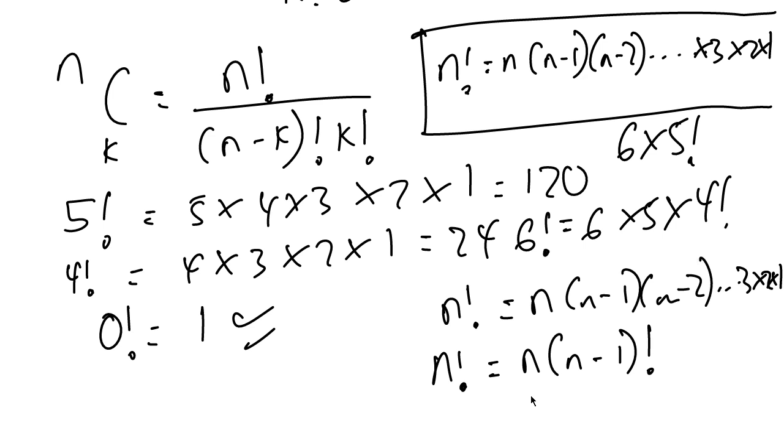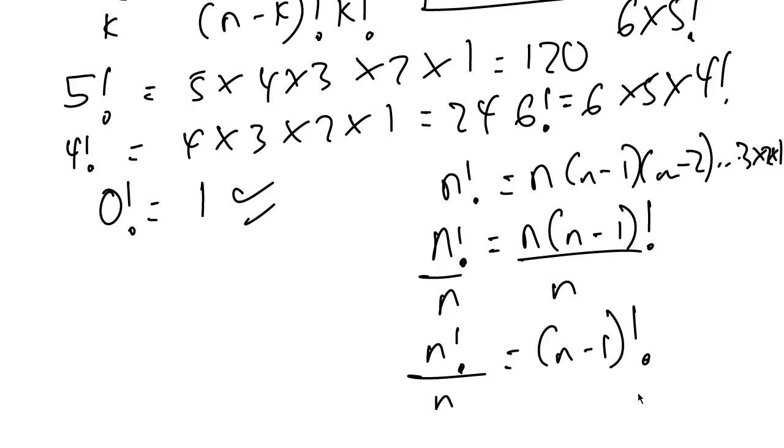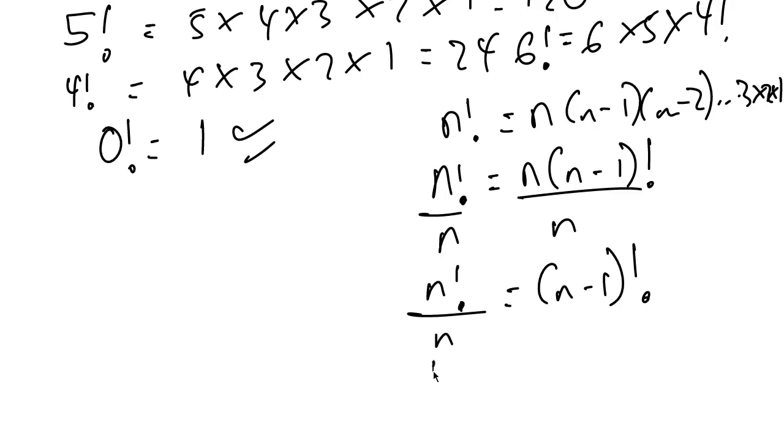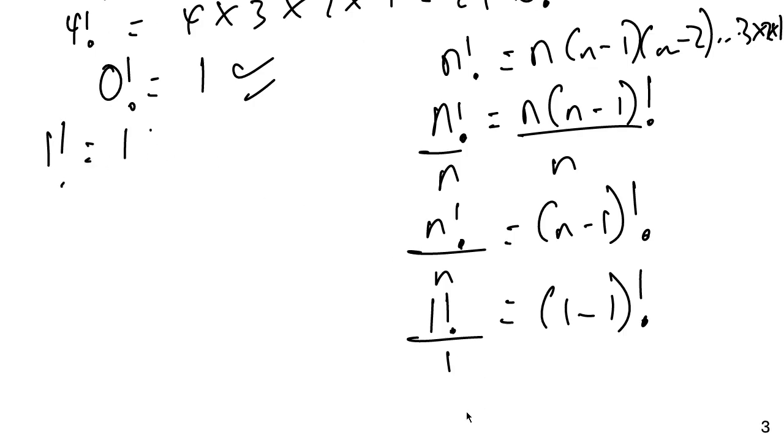So if we divide through by n, I'm just trying to explain why 0 factorial is 1. Then you have n factorial over n is equal to (n minus 1) factorial. So if we substitute n as 1 in this, what will you have? 1 factorial over 1 is equal to (1 minus 1) factorial. 1 factorial is 1, because that's 1, right? And then that means that 1 factorial over 1 is equal to 1 minus 1 factorial, which is what?